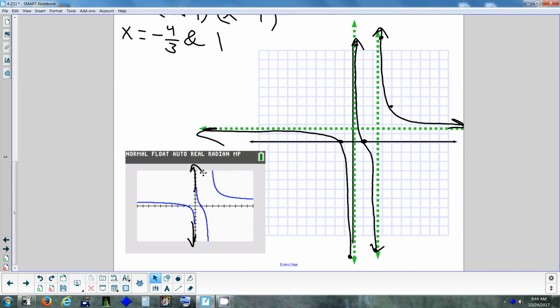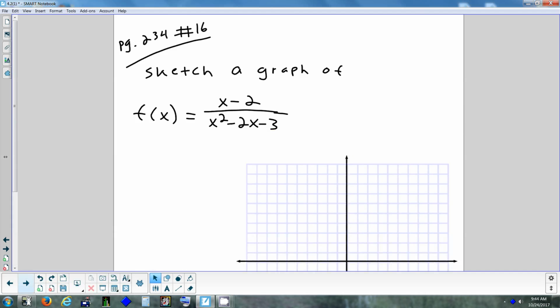Horizontal asymptote at 0, not at 0. So for this one, where would the horizontal asymptote be? At 0. Yep. How do you know that? Because x over x squared is 1 over x. Exactly. It's 1 over x, and then if you let x get really big, the horizontal asymptote would be at 0. How do you find the vertical asymptotes?